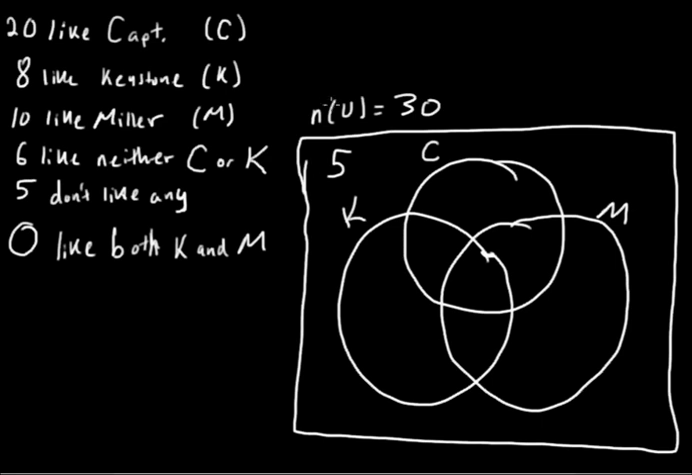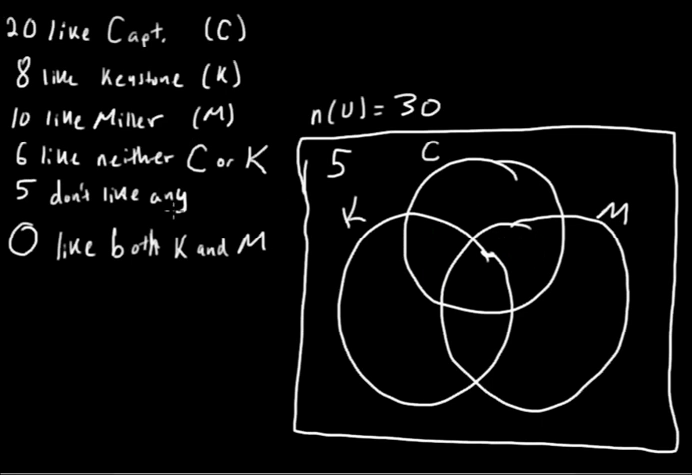Okay, and then the number of elements in the universal set is 30. We know that 30 students were surveyed, which is an important number. And we're trying to find how many students surveyed like both Captain and exactly one of the 2 types of beer. So we're not trying to find the students that like both beers. We're trying to find the number of students who like Captain and just one other type of beer, whether that be Keystone or Miller, but not both at the same time. So basically, we're trying to find these 2 areas here, and we're trying to add those together.